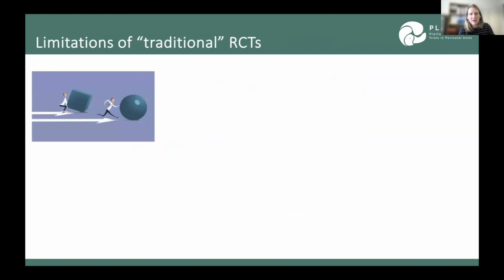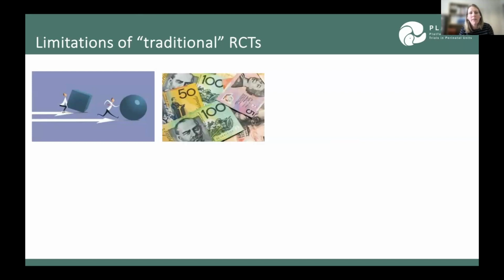So there are lots of limitations with traditional RCT design, and it often is quite slow to get them up and running. You've got to get funded, you've got to build infrastructure, you've got to build a workforce, and you've got to get the start-up in all the different sites if you're doing a multi-site trial. They're very expensive to run, expensive to get started, expensive to keep going, and especially if you don't get a result at the end, there's a lot of resource wastage.